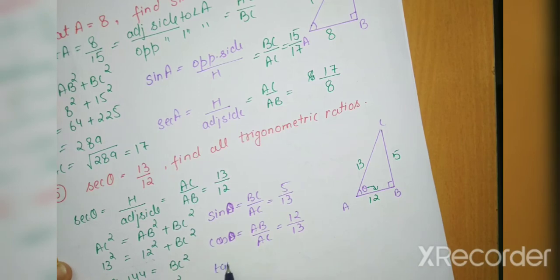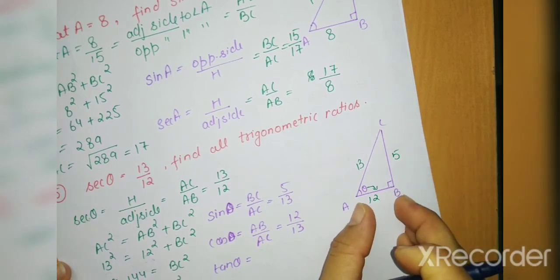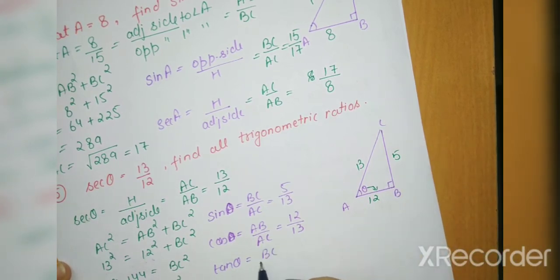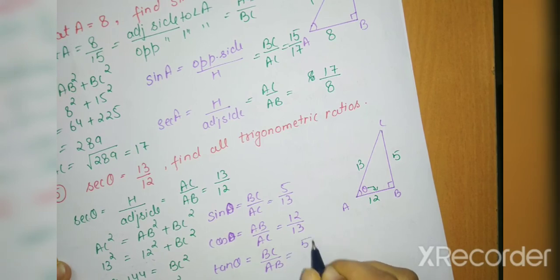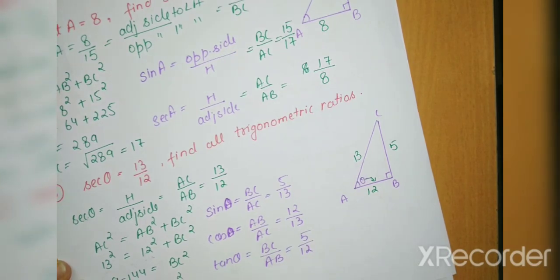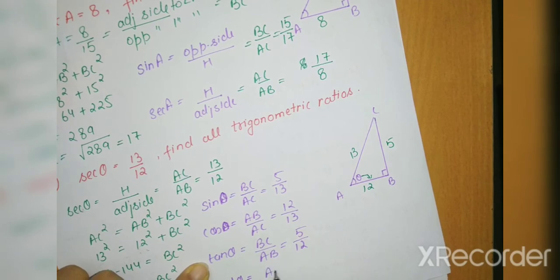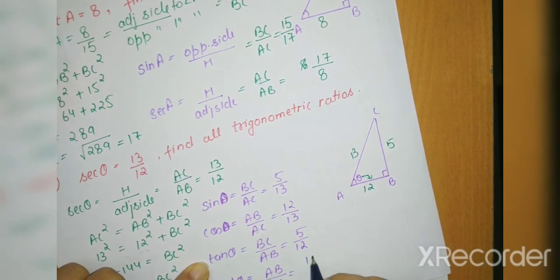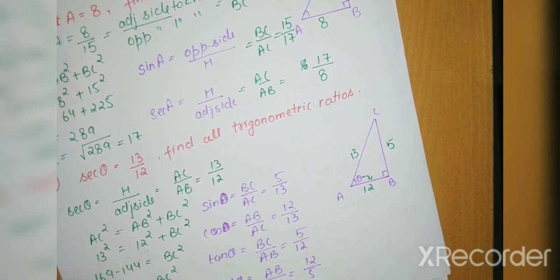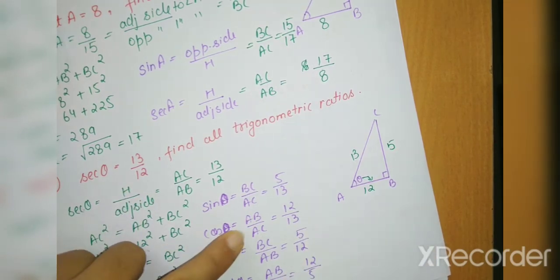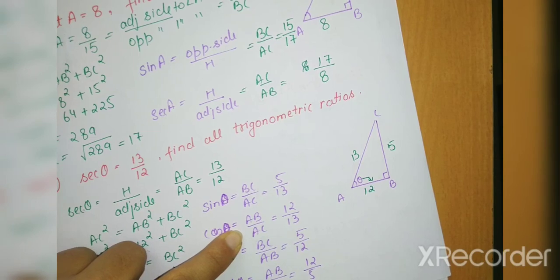Now see, tan theta. Tan theta is what? Opposite side by adjacent side. So here I can write BC by AB, that is 5 by 12. Now we will write cot theta, and cot theta is a reciprocal of tan theta. So I can write AB by BC. So the value will also reverse, 12 by 5. Now see, sec theta. Sec theta we already have. You can check it also this side. AC by AB, that is 13 by 12.